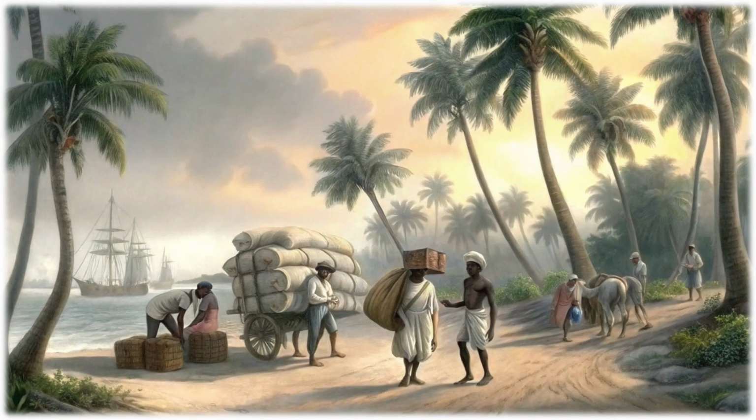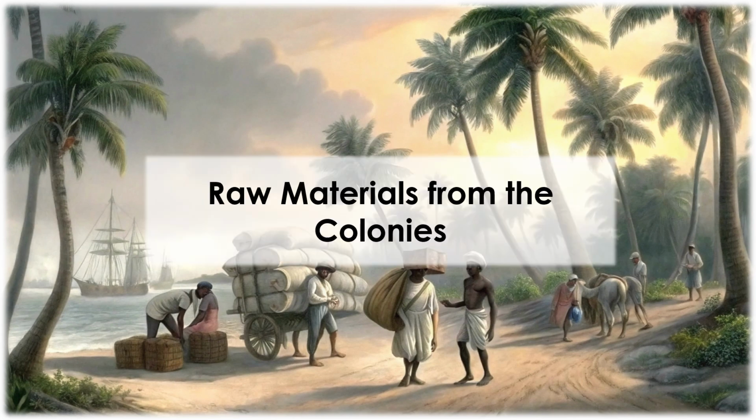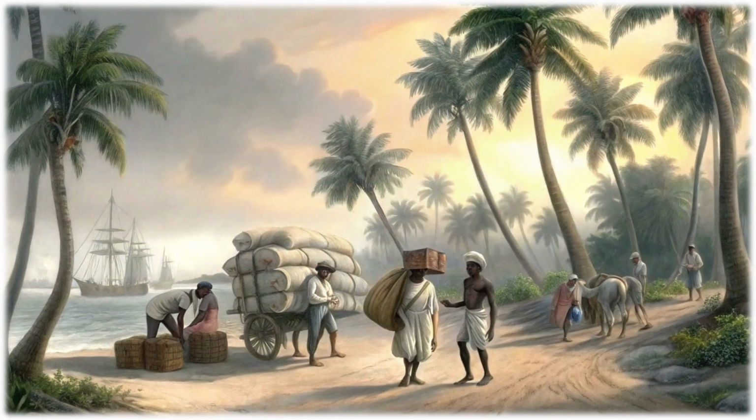The colonies were an important source of raw materials for Britain. India provided cotton, tea, and jute. Africa supplied gold, diamonds, cocoa, and palm oil. Other parts of the empire contributed rubber, tin, sugar, and timber. These raw materials were processed in Britain and contributed to the Industrial Revolution and the country's prosperity.